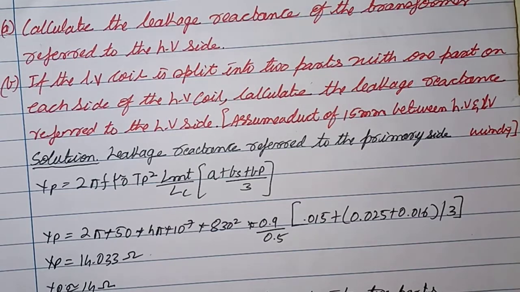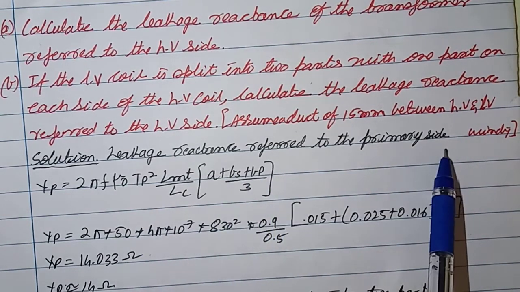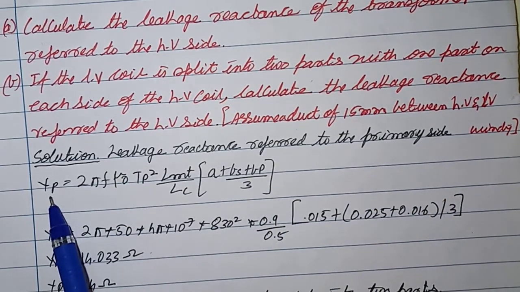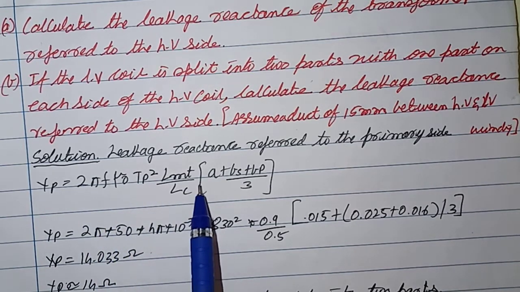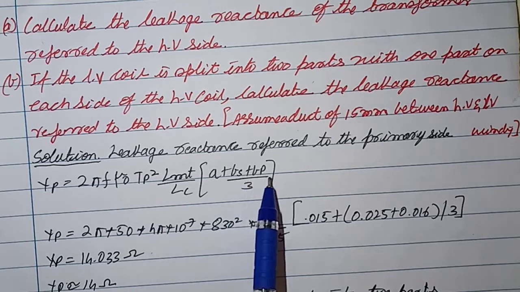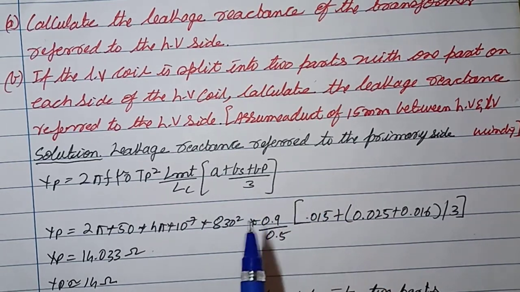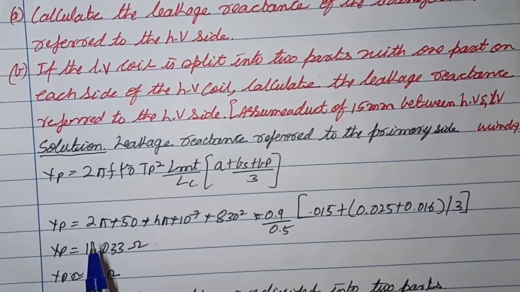Therefore, solution: leakage reactance referred to the primary side. This is the equation we have: Xp = 2π f μ0 Tp² (Lmt/Lc) × (a + (bs + bp)/3). So all the data are given.